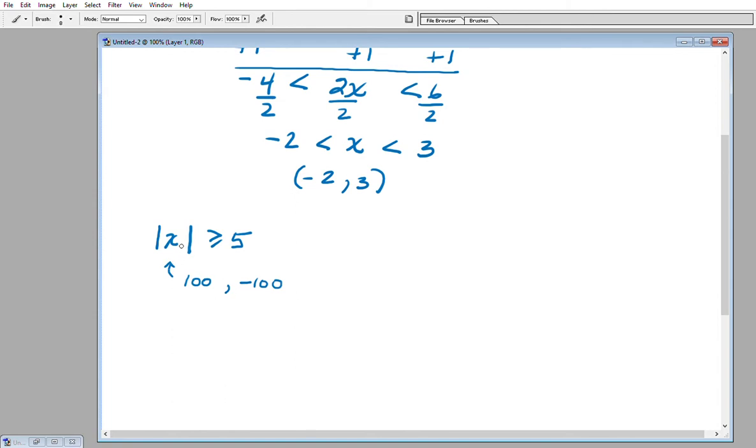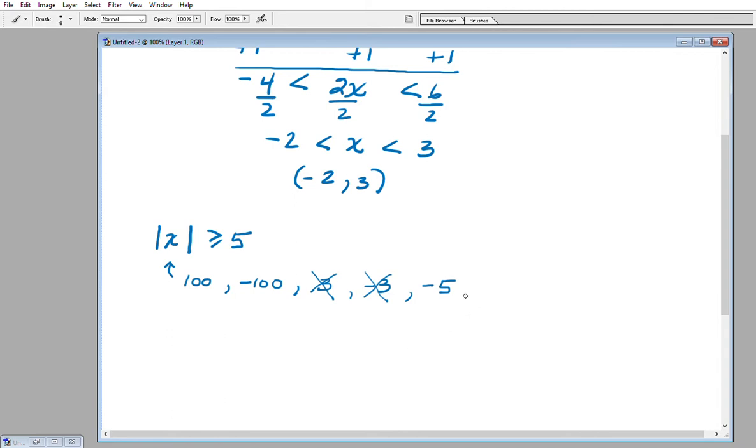Okay, good. Right, because you put that in, minus 100 in there, and you get 100, which is greater than or equal to 5. So that's certainly in there. What about 3? No, right? The absolute value is not greater than or equal to 5. Minus 3, also slap on the absolute value, and you get 3, and it's not greater than or equal to 5. Right. What about minus 5? Is that in there?